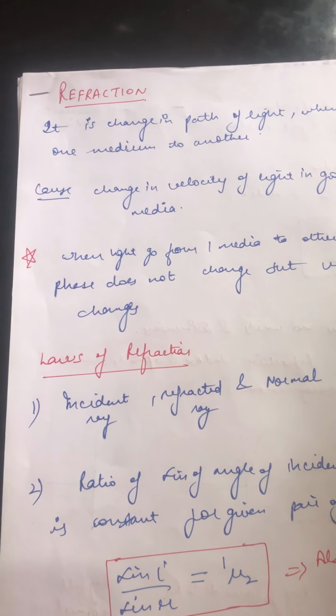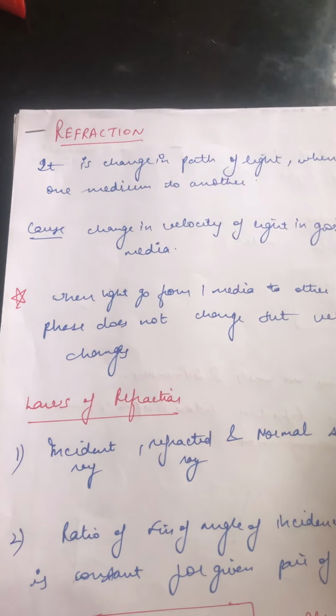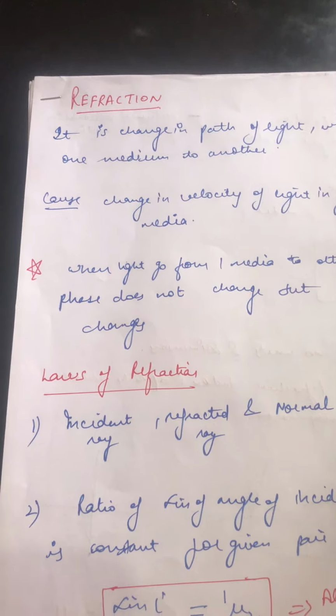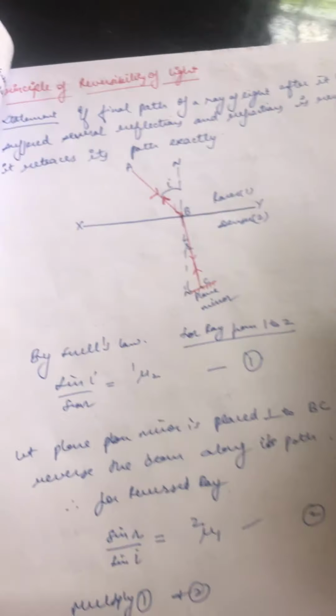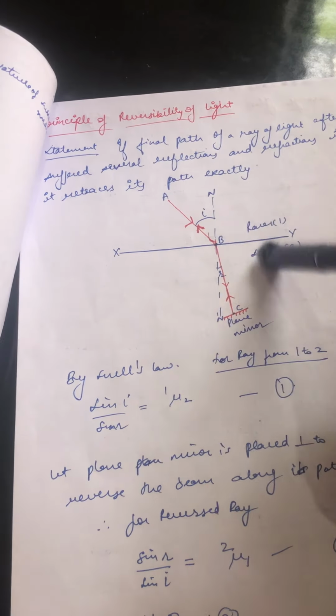Now I will start with the explanation of the chapter refraction. After reflection, we will discuss this topic. In the beginning of this chapter, I have just recapitulated the points which you already did in 10th standard, so I don't think you will face any problem in the first few pages. Come to page number 3, there is a derivation of the principle of reversibility of light.